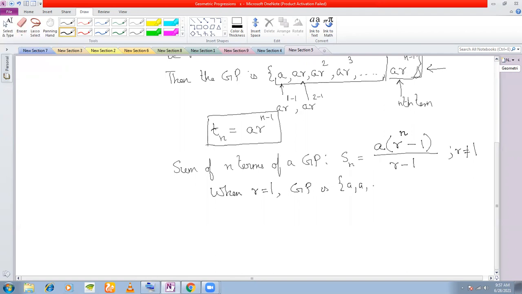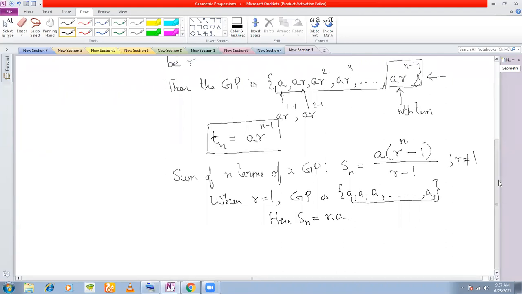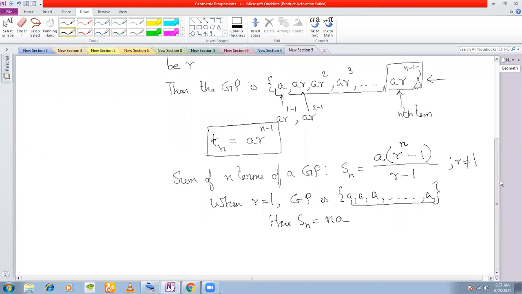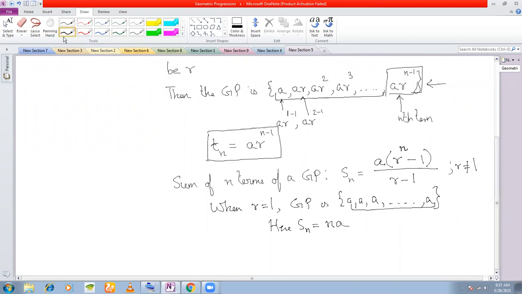What is the GP? A, A, A, and so on, right? So what is the sum here? Sn is equal to, how many elements here? N elements. So if you add up these, n into A, right? Clear with this? When R is equal to 1. So this formula works when R is not equal to 1. Okay. Sum of n terms of a GP.